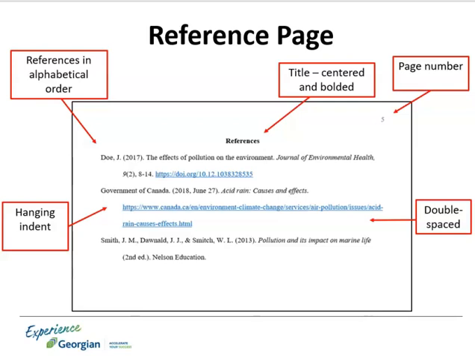References should be listed in alphabetical order, double-spaced, and formatted using a hanging indent. A hanging indent occurs when the first line of the reference is flush left, but the lines beneath it are indented by 0.5 inches. If you need help doing this, there are websites and YouTube videos that can walk you through the process.